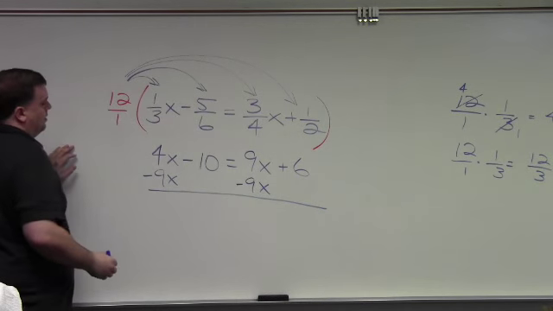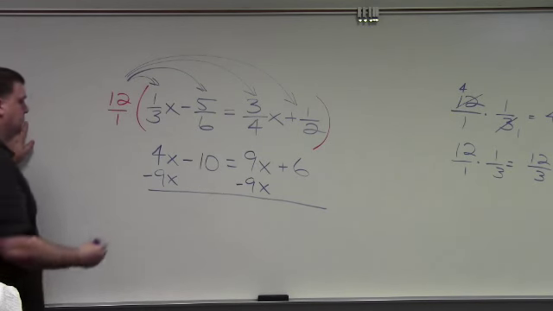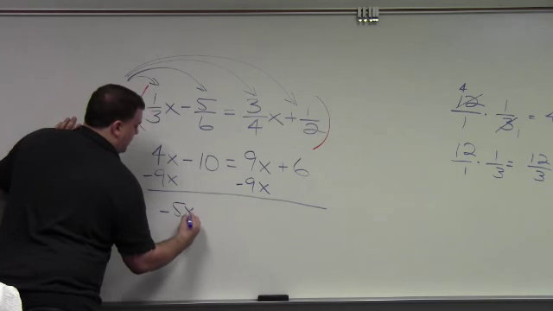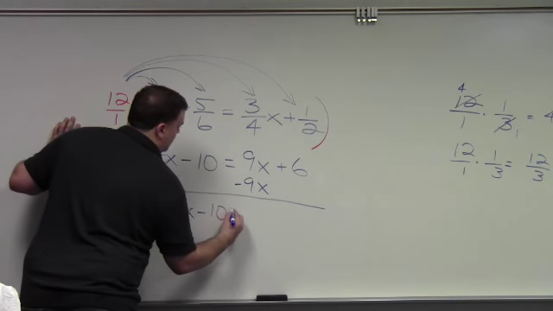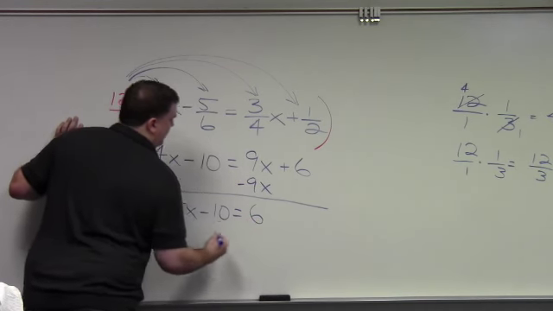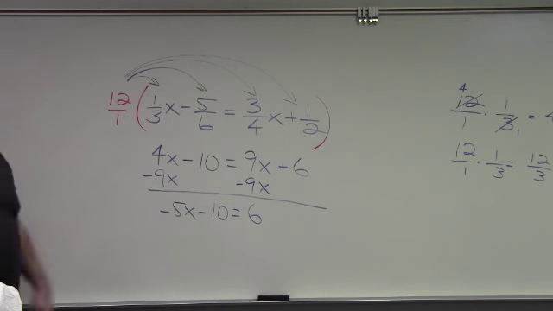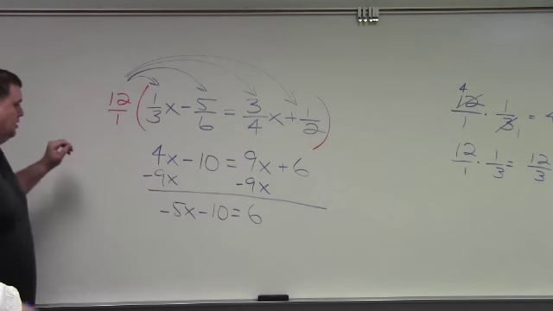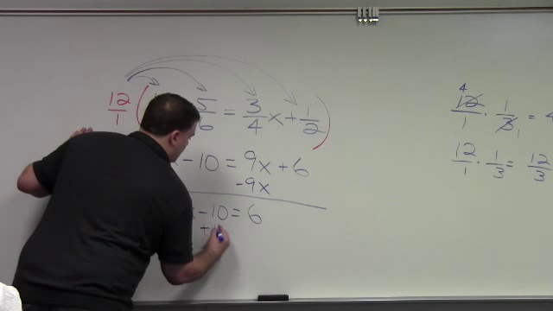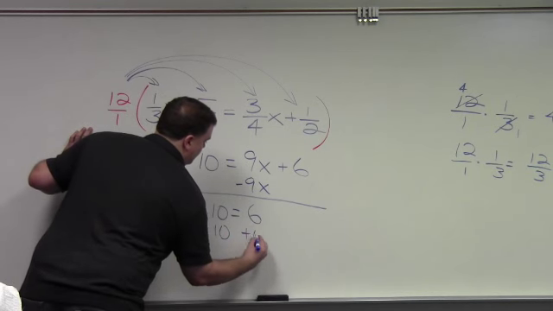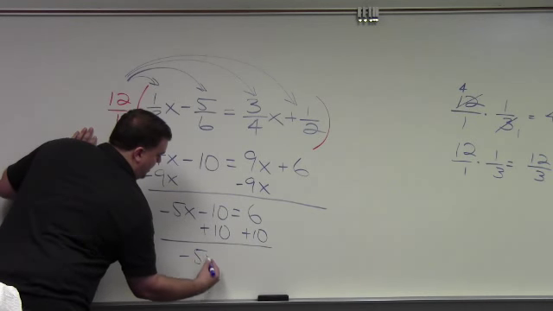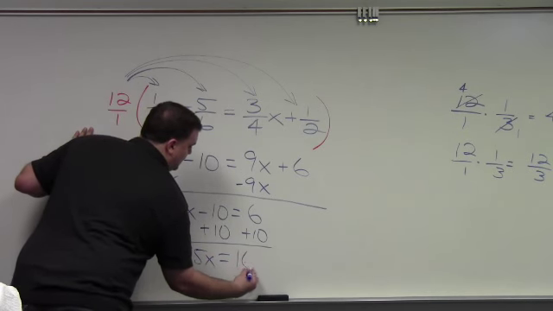Okay. So 4x minus 9x is negative 5x. And that's 6. So if I moved all my x's over here, what do I need to move over to the right? Add 10. So let's add 10. That gives me negative 5x equals 16.